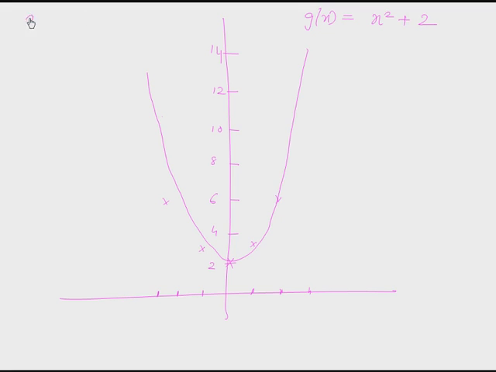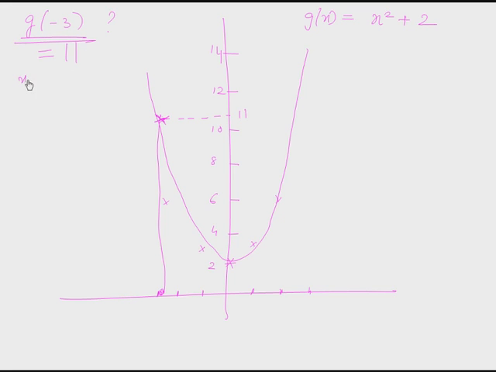And they've asked for g of minus 3. So I go to minus 3 on my x-axis and I go up and I find out that the y-coordinate was 11. So g of minus 3 turns out to be 11. This is a very important step. I have my graph and I'm asked to read from the graph g of minus 3.